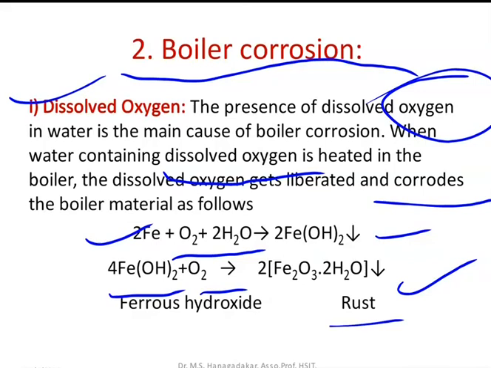Once the rust is formed, you know that there is a loss of material, and there is a formation of holes or damage. This is how the dissolved oxygen causes corrosion of the boiler material, whether the boiler tank or the parts of the boiler.